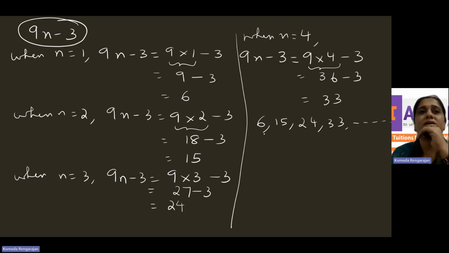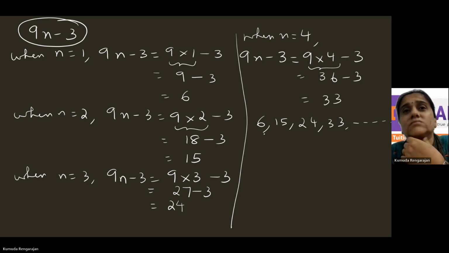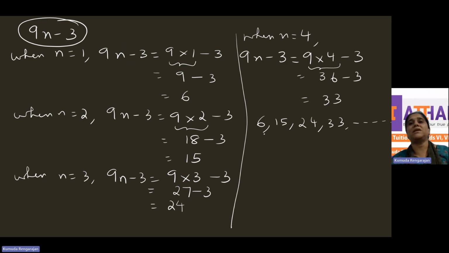Now, if you want to find the 11th term, what will you do, Satakshi? If you want to find the 11th term, you want to know what will come in the 11th place. What will you do? Now, work out 9 into 11 minus 3. 9 into 11 is 99. Minus 3, 96. So, the 11th term will be 96.